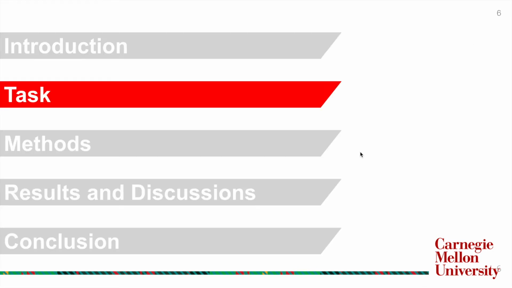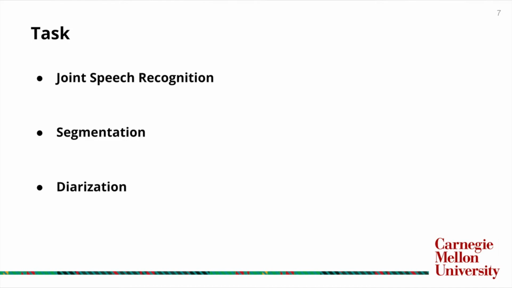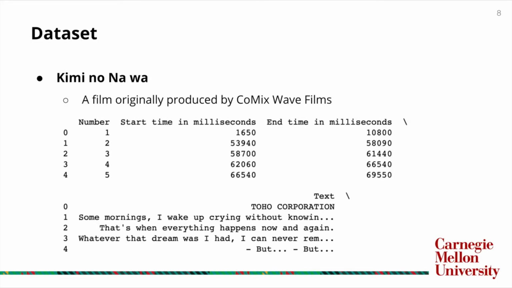Let's talk about the task of our project. Inspired by the paper End-to-End Speaker Diarization with Permutation-Free Objectives, we have three main tasks: joint speech recognition, segmentation, and diarization. To achieve these objectives, we adopt the idea from the Listen, Attend, and Spell architecture for speech recognition, and the end-to-end neural speaker diarization architecture for speaker classification.